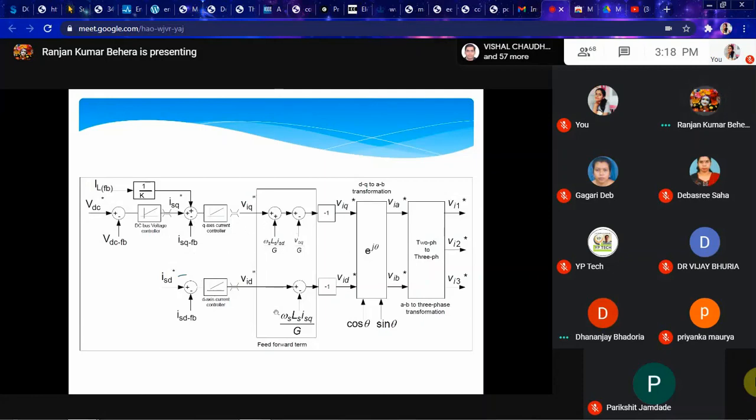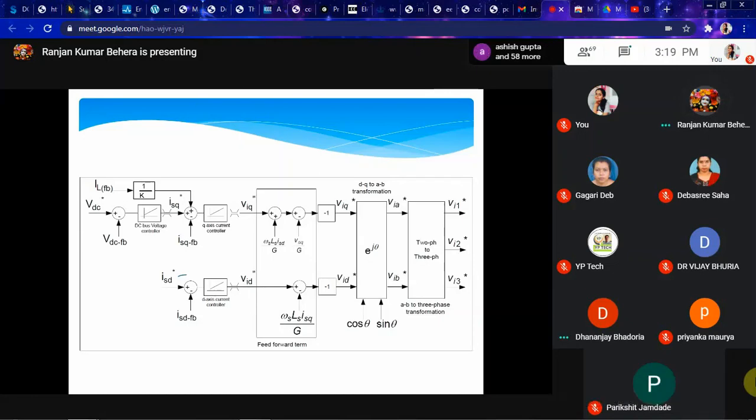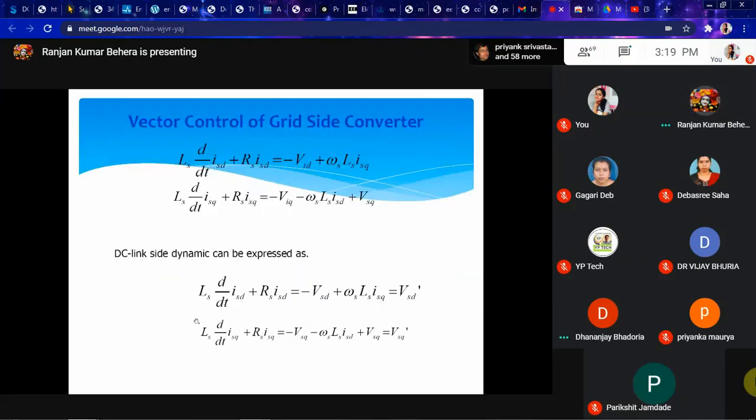Then it comes to the feed forward term, then ABC to three-phase transformation. I told you, you are required to transform from ABC to DQ, and ABC to alpha beta, alpha beta to DQ. Again, when you are designing this controller, then you need to again go from ABC to alpha beta to DQ. So like that, you can go in both ways. And by changing this ISD, you can change the phase difference.